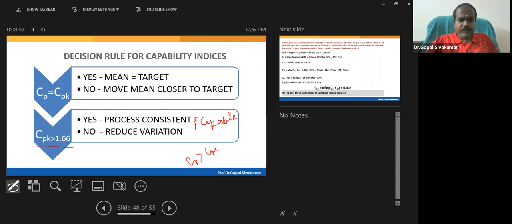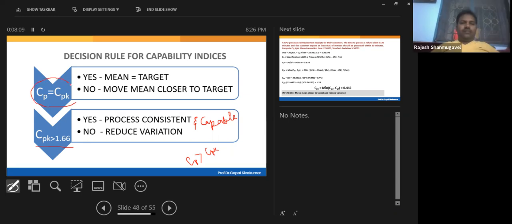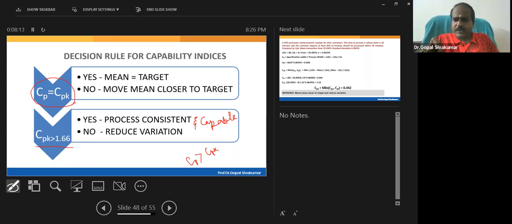Now, you always need to check Cp and Cpk. Compare Cp and Cpk. If both are equal, what you can understand is your process has not undergone any shift. Do you agree with me? All of you understand this? Only when the process is shifting, Cpk will differ from Cp. Otherwise, it will be equal. So first you check whether Cp equals Cpk or not. If it is equal, please understand your process has not shifted.